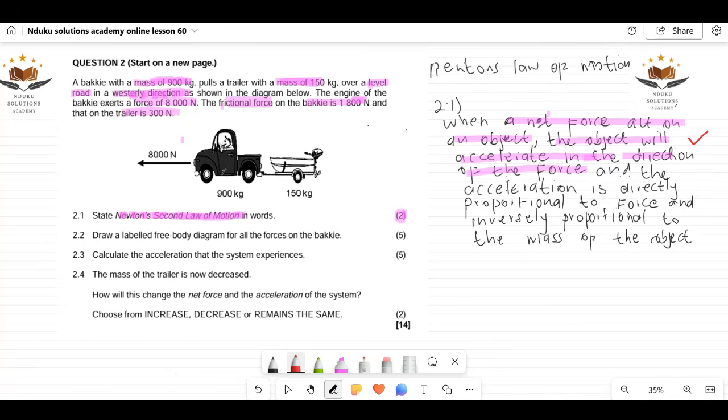And the second part must mention that the acceleration is directly proportional to the force and inversely proportional to the mass of an object. That's when you're going to get your second mark. Hence it is 2 marks. So we need to write it as it is. Please study your definitions in all the topics. It's very, very important. They contribute quite a number of marks that might help you to actually pass physical sciences.